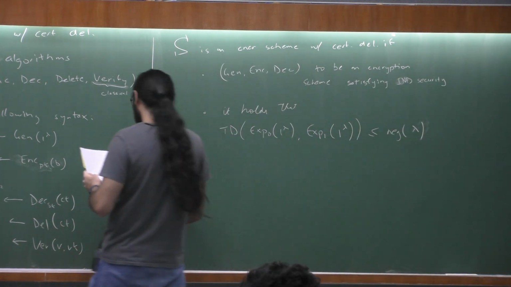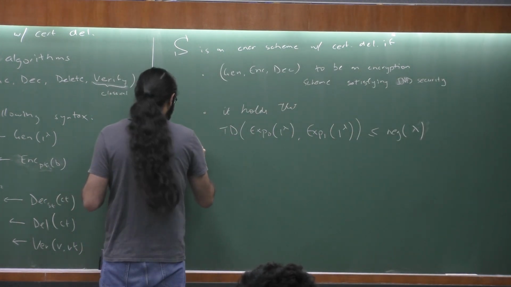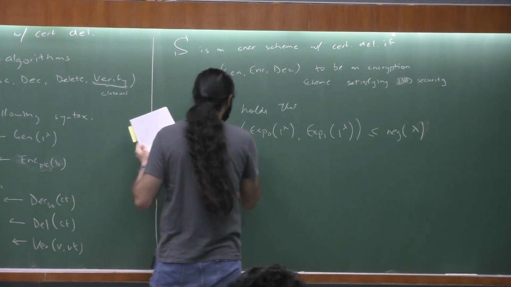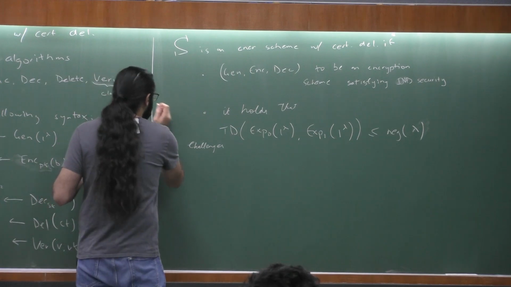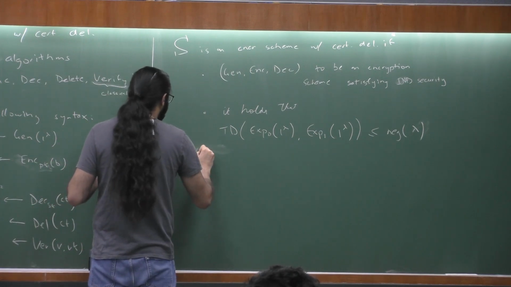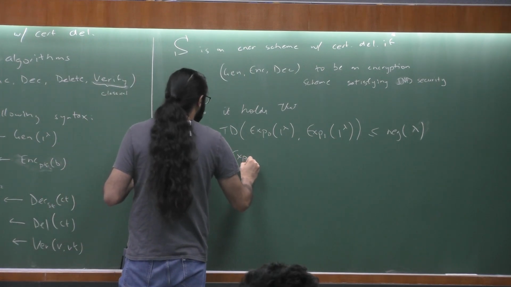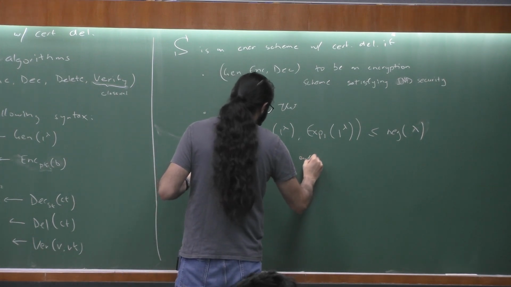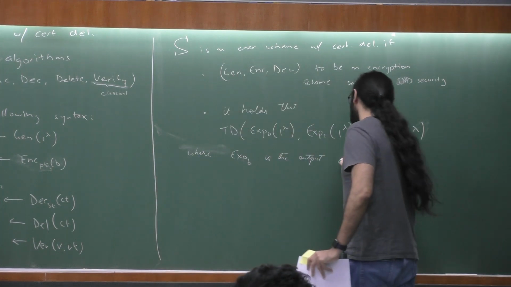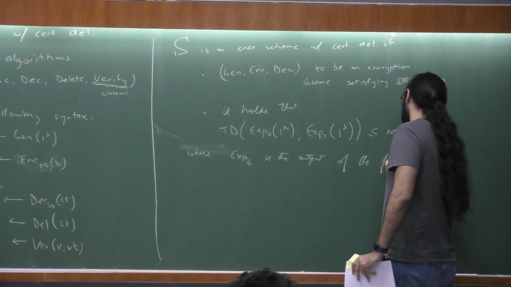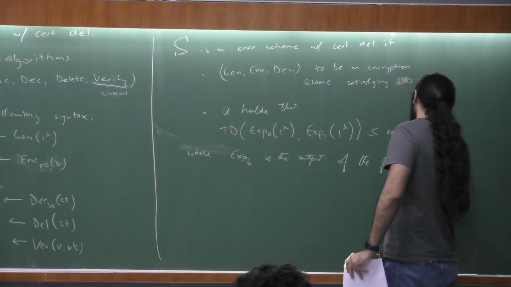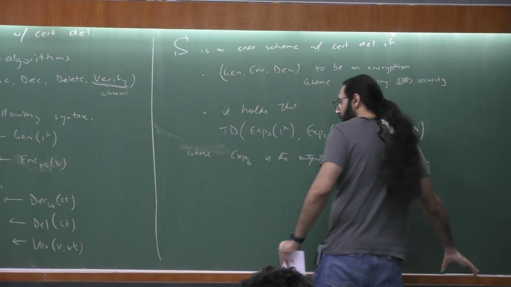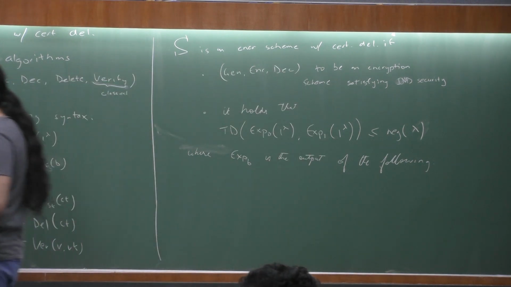The experiment is similar to what we had discussed last time, but maybe I can explain it slightly better this time. There's the challenger. So this is the experiment, okay? Let me write it down, where exp b is the output of the following. Since it's going to be an experiment, let me make some space on the other side and write it down.